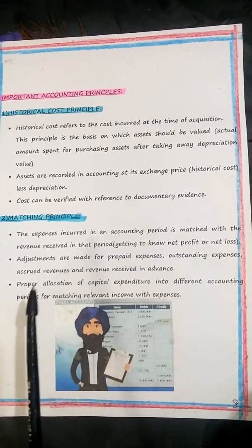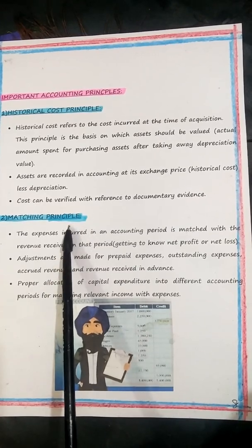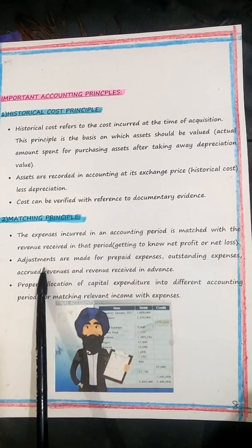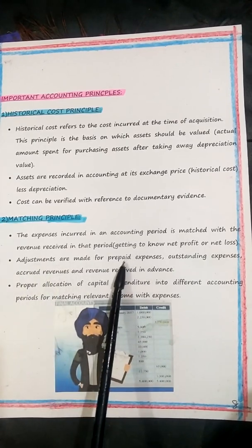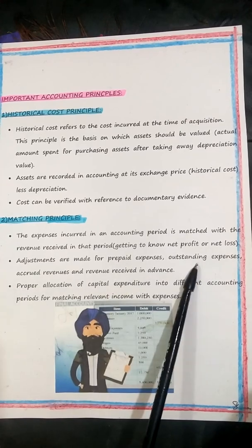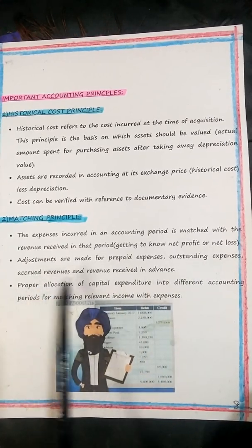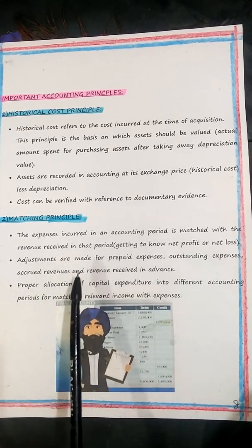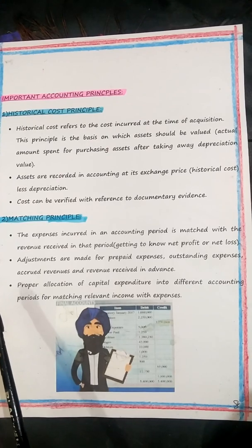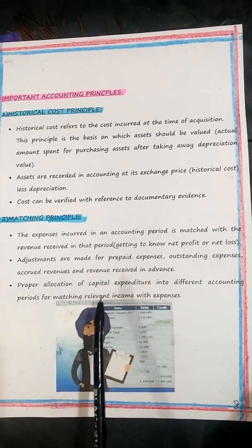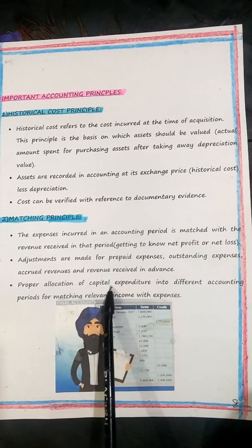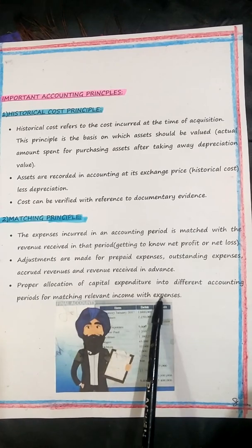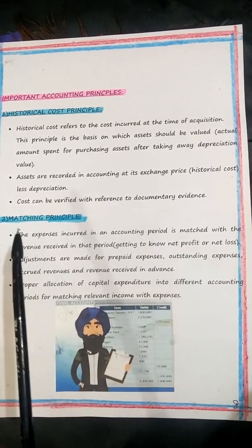Three things happen here, children. You're going to match the revenue income with the expenditure. When you match the income with the expenditure, you're going to make some adjustments in case of 4 or 5 important items of accounts: prepaid expenses, outstanding expenses, accrued revenues, I'll explain, and revenue received in advance. What is advance? Before itself, we're going to receive the income before the transaction takes place. Proper allocation of capital expenditure. Capital expenditure is huge expenditure incurred one time, a huge amount, into different accounting periods for matching relevant income with the expenses.